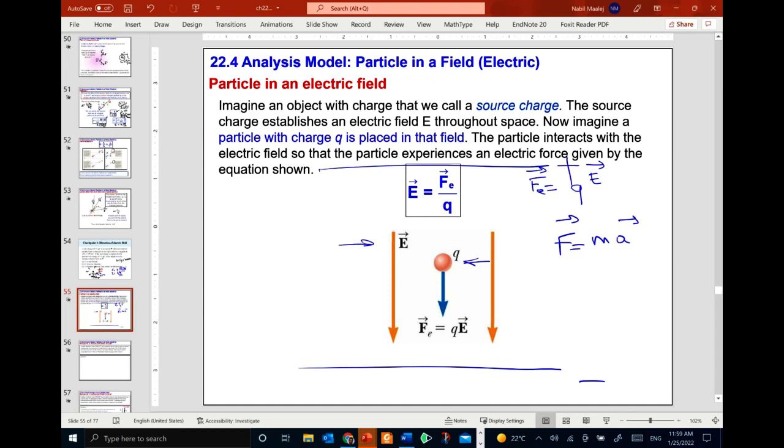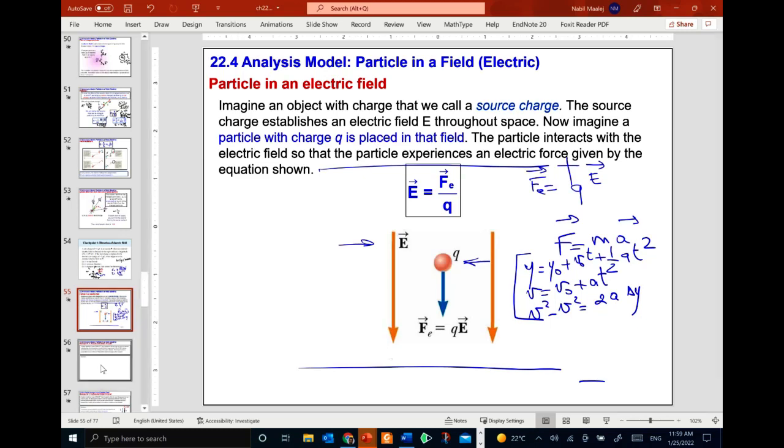So you can use, let me see if I can remember those equations. Let's say y is equal to y0 plus v0t plus 1/2 at squared. You can use v is equal to v0 plus at, and you can use v squared minus v0 squared is equal to a delta y. These are the equations of motion you have studied in physics 121. Those are still valid in this case. This is motion with constant acceleration.